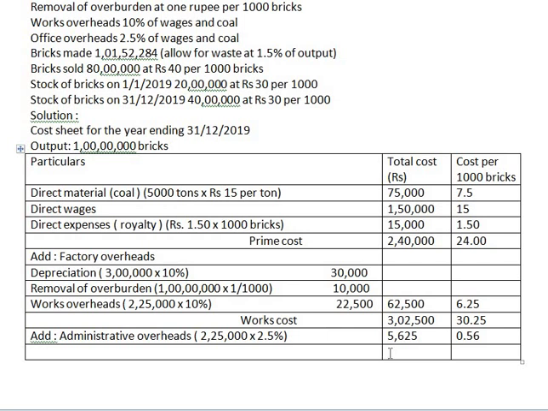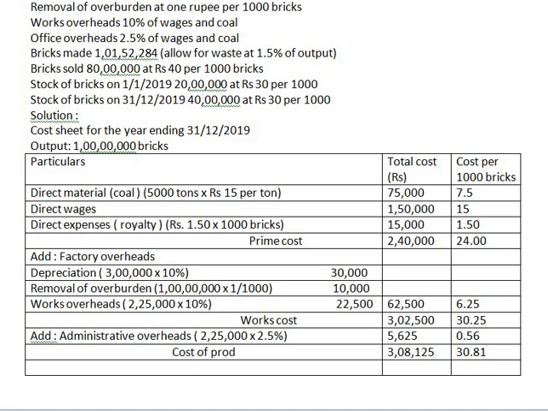Now add this to works cost, that is 3,08,125. That is 30.81. Okay, so what is this called? Cost of production. This is cost of production. Okay, yes.